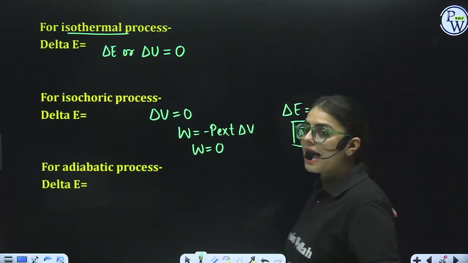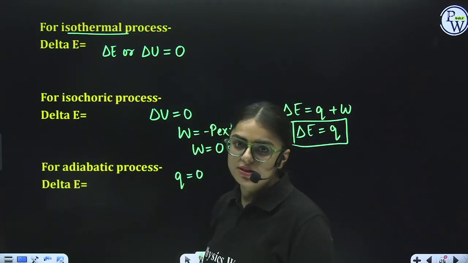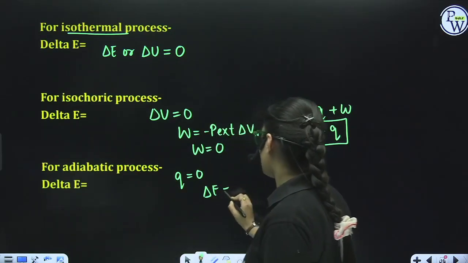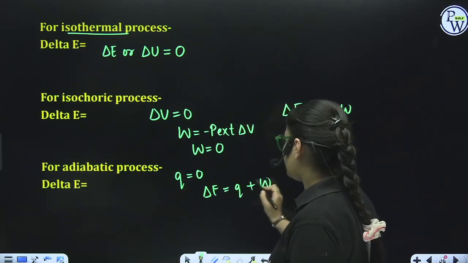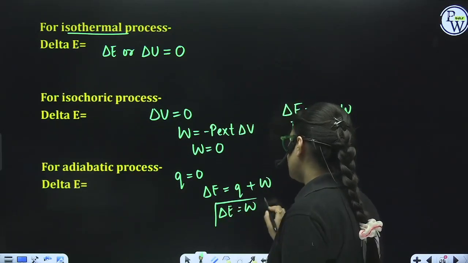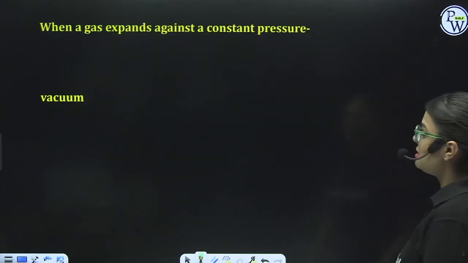Let's talk about the adiabatic process. We very well know that for adiabatic, Q is going to be 0. The heat change is 0, right? So delta E is Q plus W, and if Q is 0, delta E will be equivalent to the work done. This is for the adiabatic process. Clear everyone? Let's see the next one.